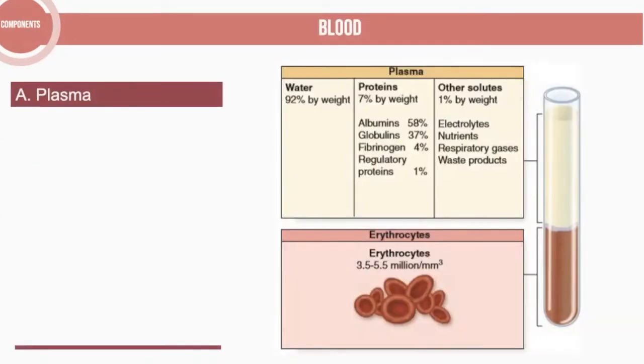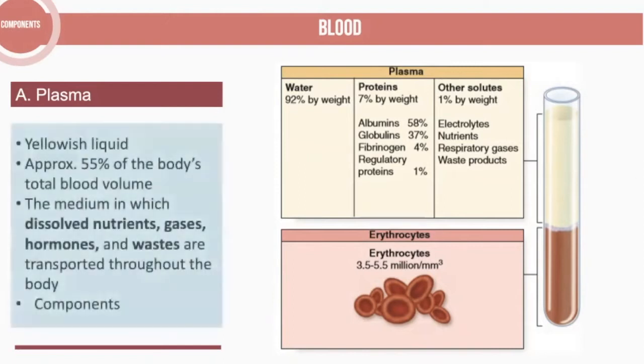The blood is composed of two major components. You have the plasma and the blood cells, or the corpuscles. The plasma is a yellowish liquid that comprises approximately 55% of the blood volume. It is the medium in which nutrients, gases, hormones, and wastes are transported throughout the body. This plasma also has its subcomponents as shown here in the image.